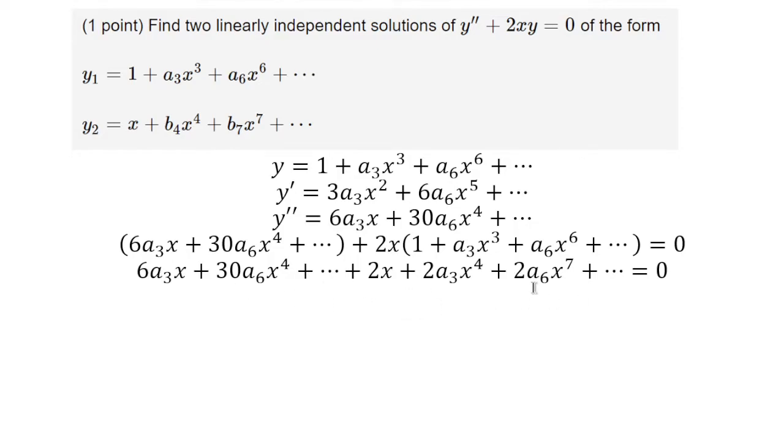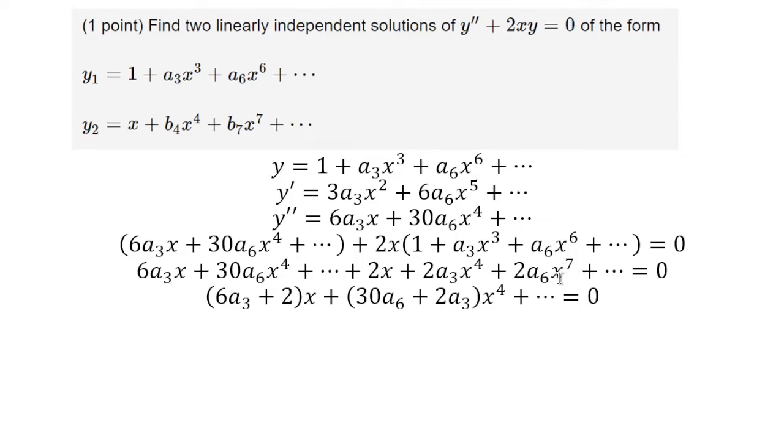And then when you look at this closely, you see that this is x to the power of 1, and this is also x to the power of 1. This is x to the fourth, this is x to the fourth. So you see that these two terms, the 6a3x and 2x, can be combined as the x to the first power term. 30a6x to the fourth and 2a3x to the fourth can be combined as the x to the fourth power term, and so on. So if you do that, we get this, and you get this.